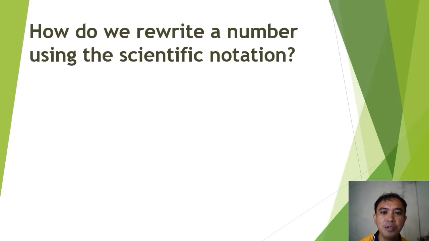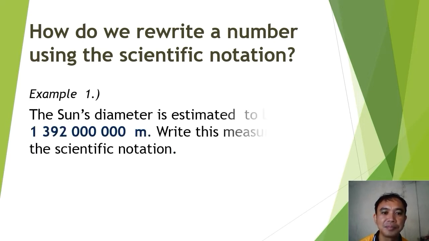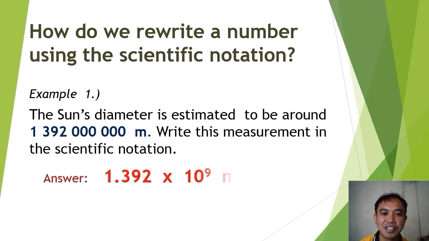Now, how do we rewrite a number using scientific notation? Example, the sun's diameter is estimated to be around 1,392,000,000 meters. Write this measurement in scientific notation. The answer would be 1.392 times 10 to the power of 9 meters.